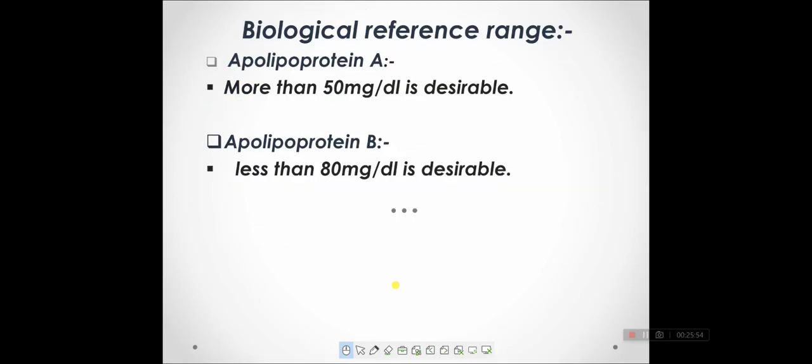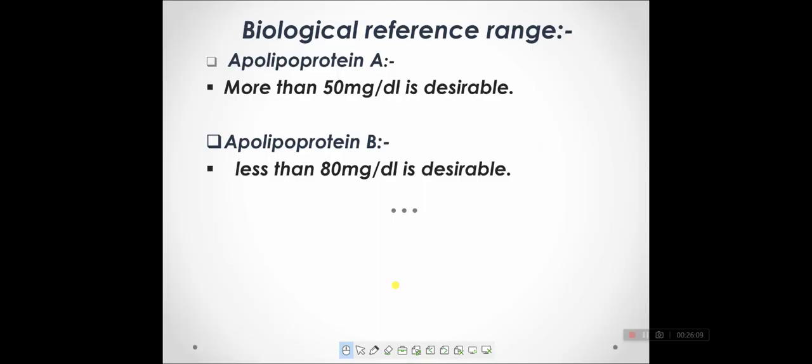So now talking about apolipoprotein A1 and B. If it is more than 50 mg per dl, then it is desirable. But if it is less, then it is suggestive of heart disease or heart disorders.